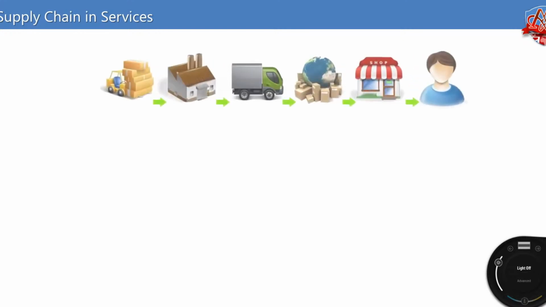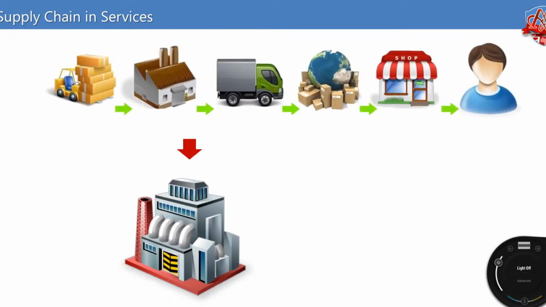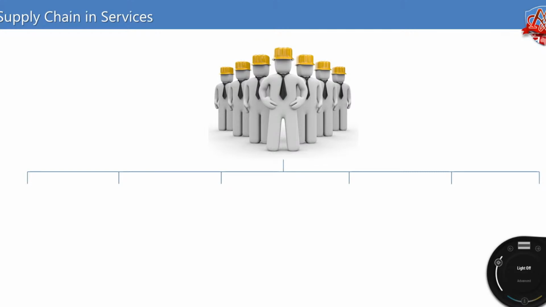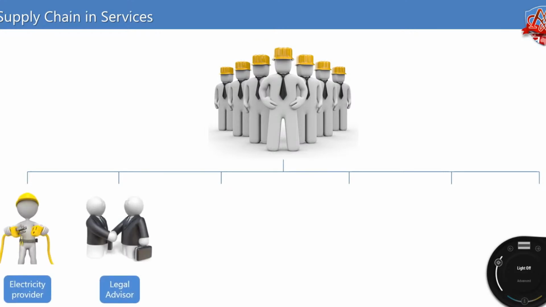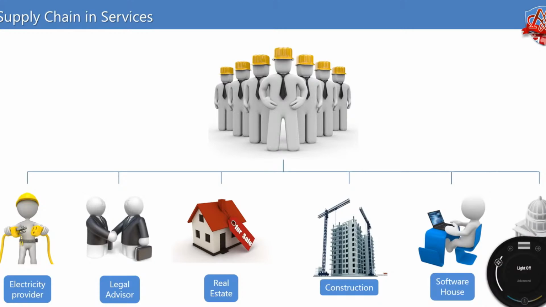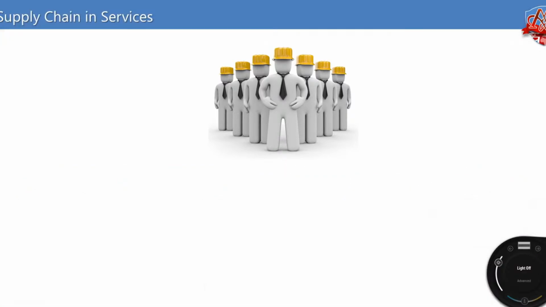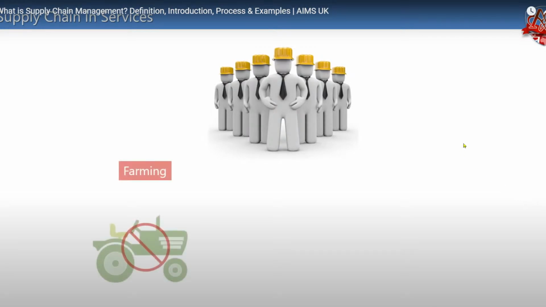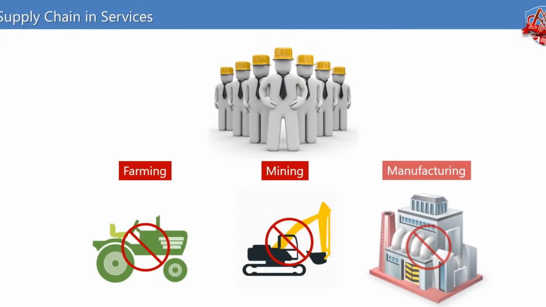Supply chain in services. Initially, the supply chain model was developed for manufacturing, but the service industry has supply chains too. A few examples of service industries are electricity provider, legal advisor, real estate, construction, software house, and even federal government. In its broadest sense, service industries include all organizations except farming, mining, and manufacturing.